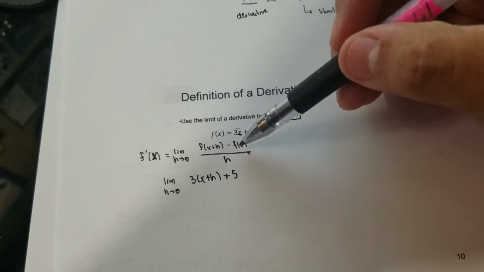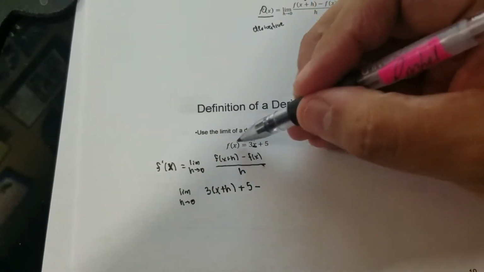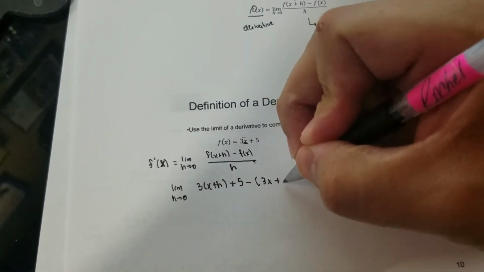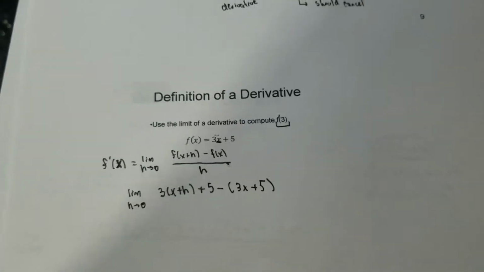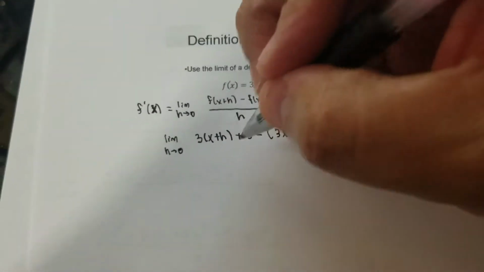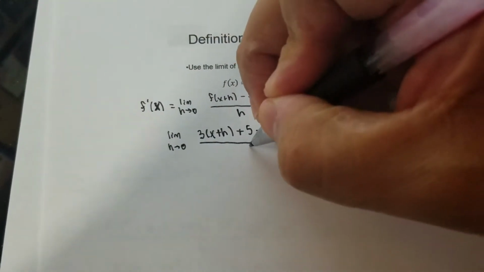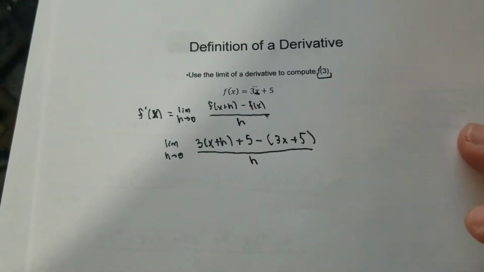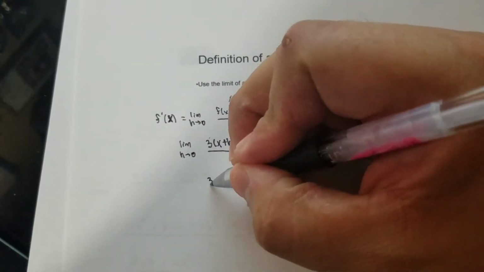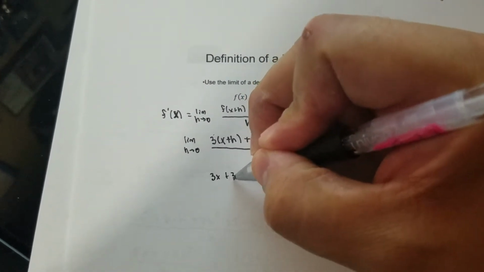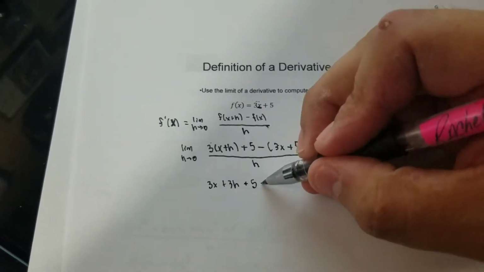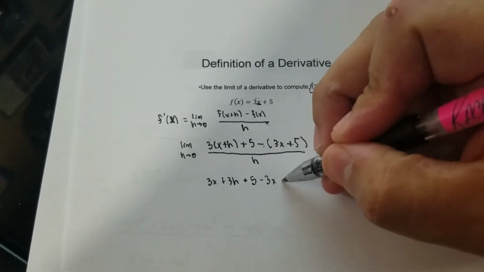Next part is telling me to subtract f of x. So this whole thing is f of x. I'm going to put it all in the parentheses, 3x plus 5. All I did was replace f of x. I put a minus and I put the whole equation, what it says there, divided by h. Now we're going to do some distribution here. 3 times x is 3x. 3 times h is 3h. Plus 5. And then now I distribute. Negative times 3x is negative 3x. Negative times 5 is negative 5.